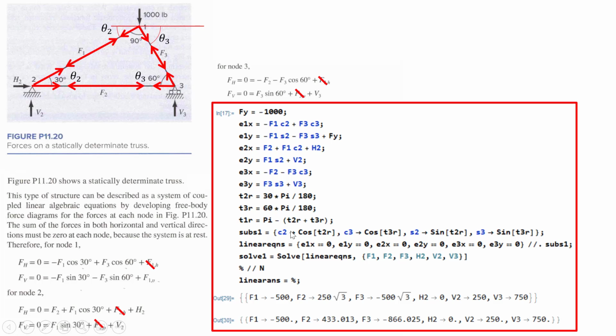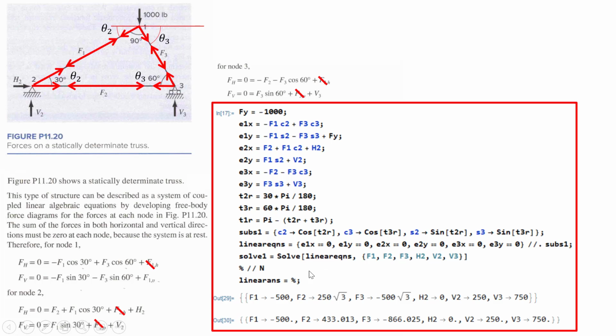And the reason I do that is so that I can set up some substitution. So my C2 is a notation I use for the cosine of theta 2. My C2 is going to be substituted as cosine of T2R. So that's all known. So the subs 1 takes care of all my trigonometric substitutions. So I take these equations and I set them up and set them equal to 0 so that they simultaneously vanish, those 6 functions, and I do my substitution for the trig stuff. So those are my linear equations, and I use that solve again.